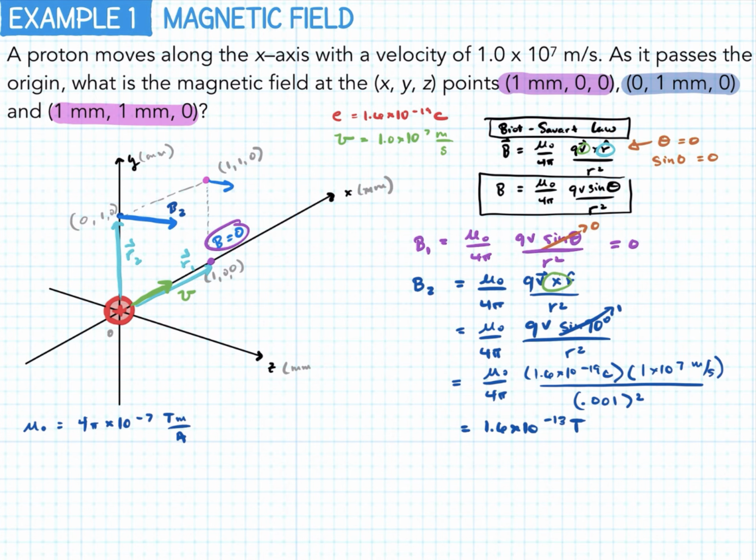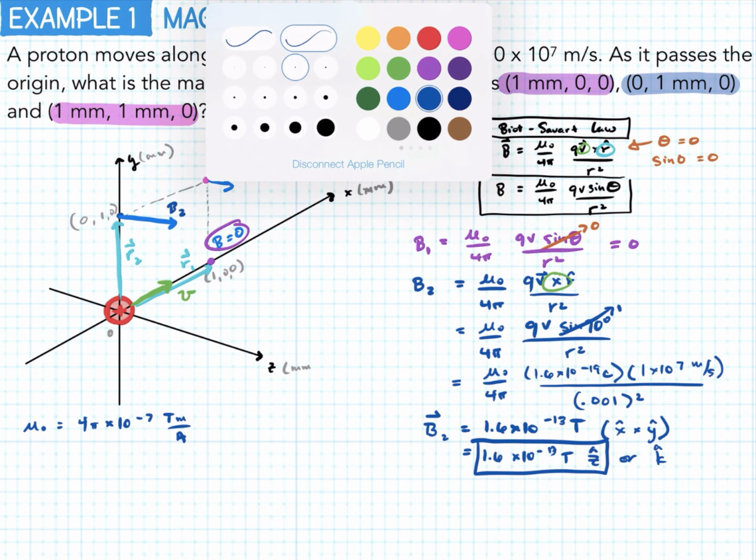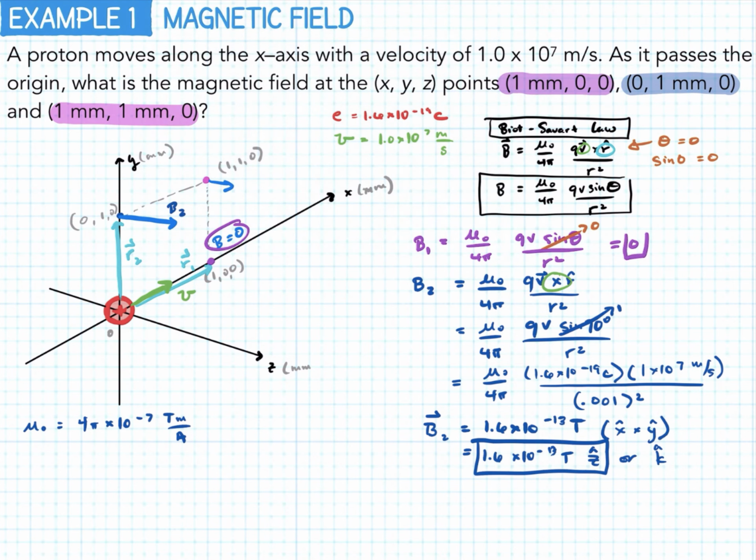Because we're doing a cross product, if you want to do this as a vector, you're doing basically a cross product of x hat cross y hat. For those of you that remember vector calc, this is 1.6 times 10 to the negative 13 Tesla in the z hat direction, or sometimes k hat, depending on what notation you're using. So there is that. This is our first one.